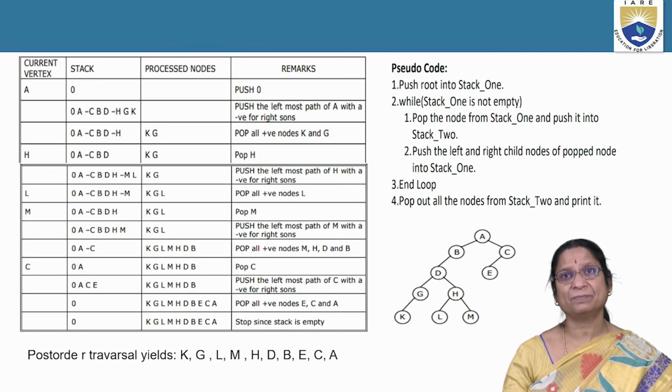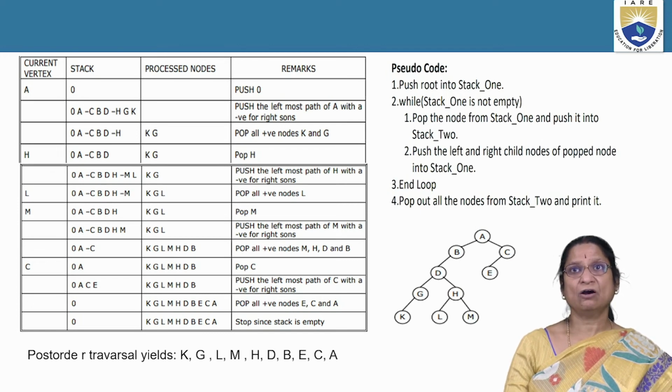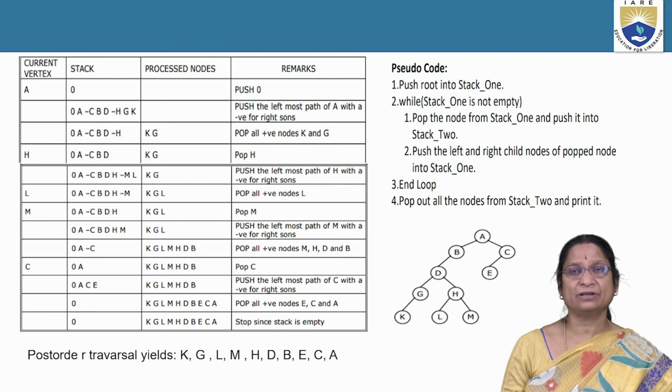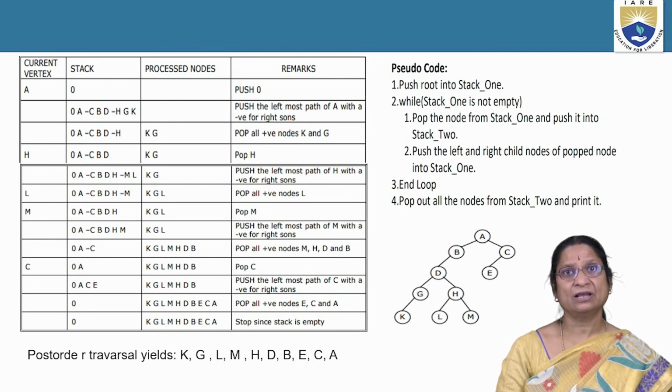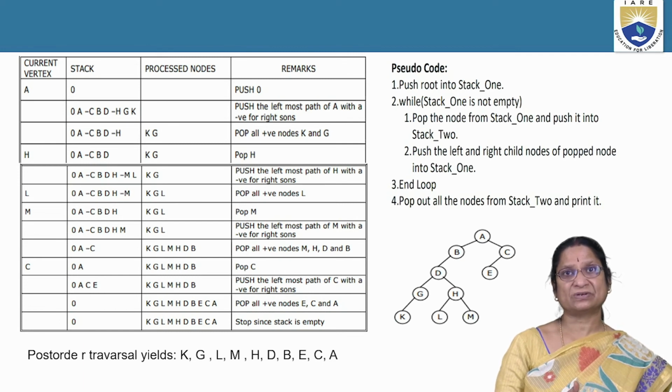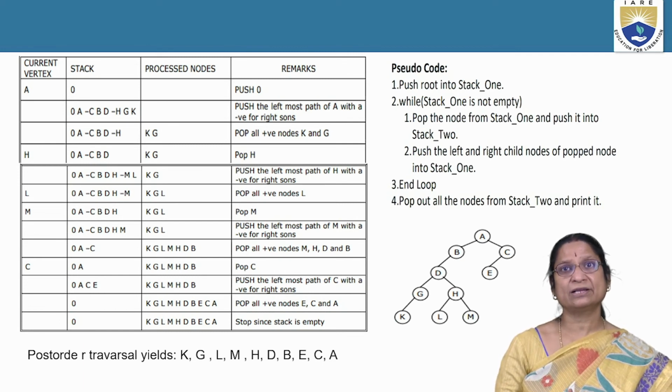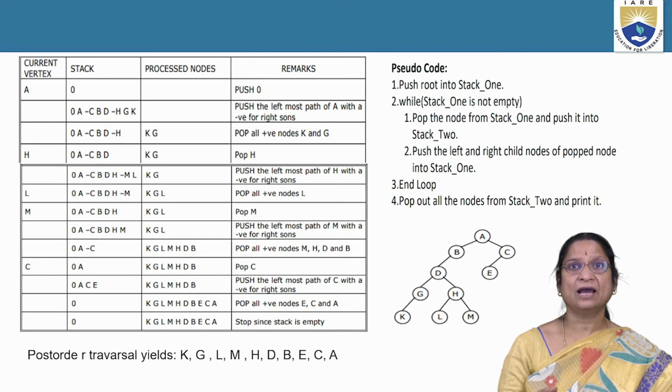Then we will start popping. While popping, all positive nodes are going to be popped and processed. Positive nodes mean left, so the left subtree must be processed first. If any negative node occurs, it will be traversed again so that its left child and right child are pushed into the stack.